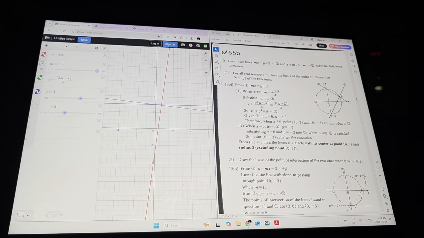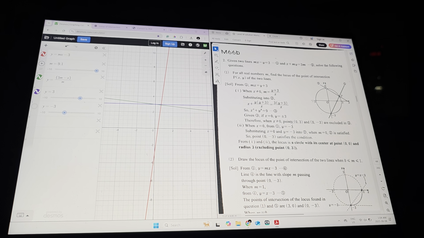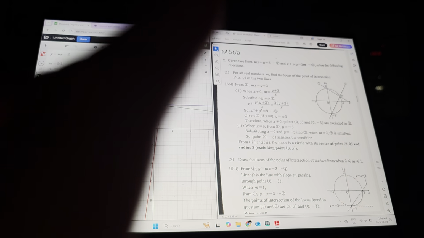And hence, when x is not equal to 0, the points (0, 3) and (0, negative 3) are excluded in number 3. So I already know that if I were to describe the locus of this, it's going to be the whole circle formed by the trace of the intersection of these two lines, with (0, 0) as the origin, and it can go anywhere except (0, 3) and (0, negative 3). Okay, that makes sense, right?